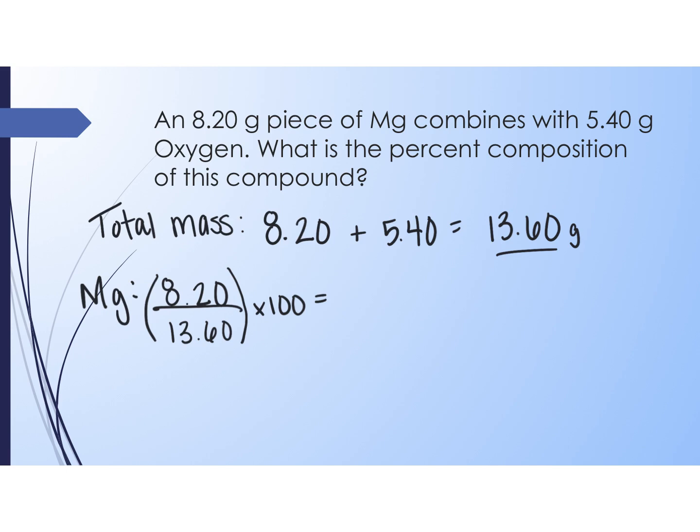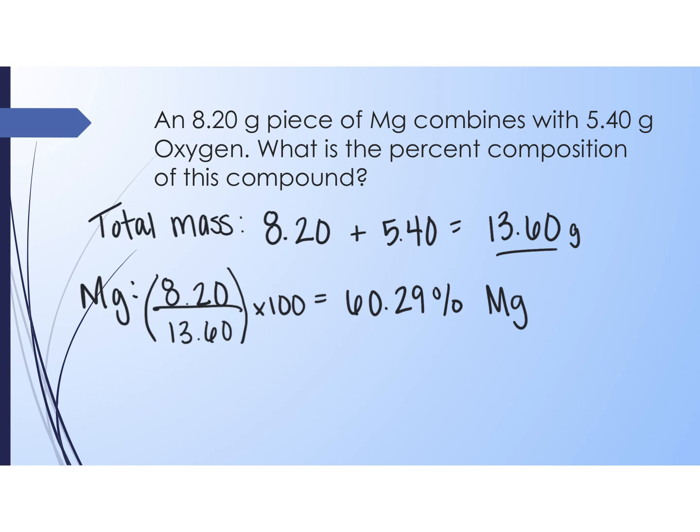Okay, what are we getting? Do we have a number? 60.29. Okay, Jill agrees, 60.29%. Is anyone else getting that? Like we're in the 60? Good. Okay, 60.29% magnesium.